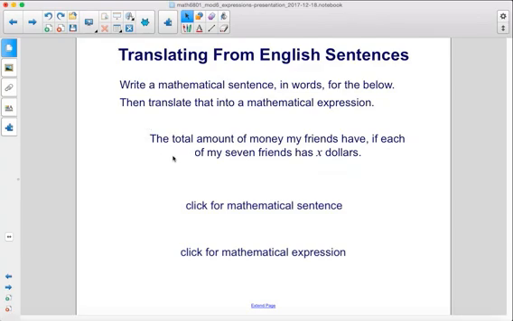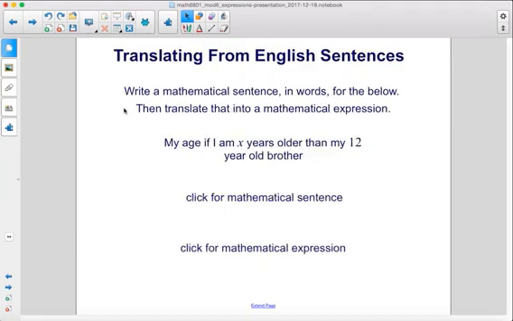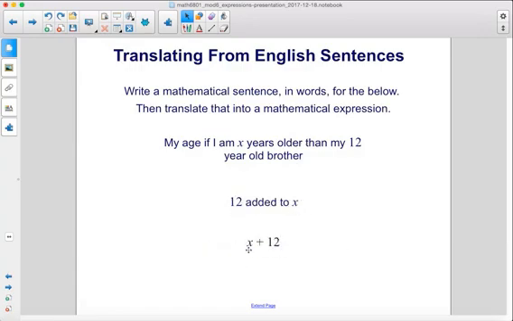All right, the total amount of money my friends have if each of my 7 friends has X dollars. The mathematical sentence would be 7 multiplied by X. The mathematical expression, 7X. Write a mathematical sentence in words for the below, then translate that into a mathematical expression. My age if I am X years older than my 12-year-old brother. So 12 added to X, and then that is X plus 12.